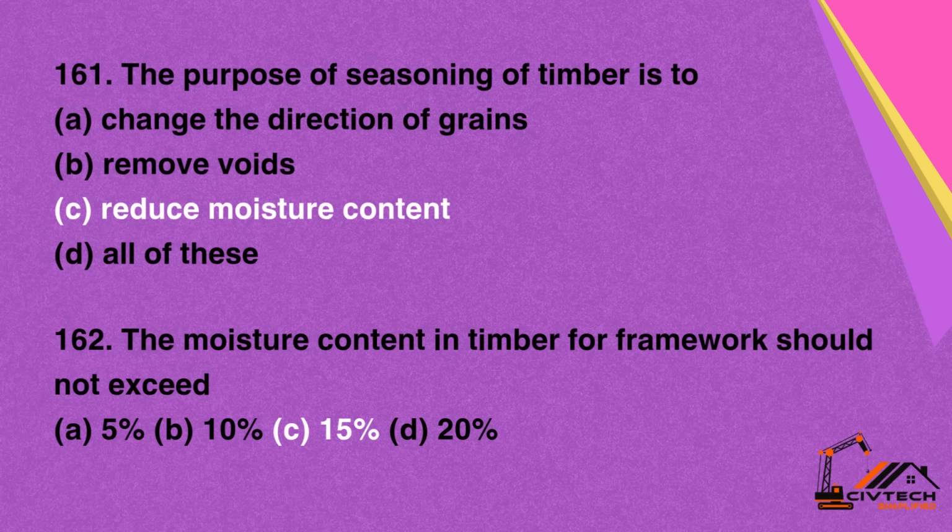161. The purpose of seasoning of timber is to A. Change the direction of grains, B. Remove voids, C. Reduce moisture content, D. All of these. Correct option. C. Reduce moisture content. 162. The moisture content in timber for framework should not exceed A. 5%, B. 10%, C. 15%, D. 20%. Correct option. C. 15%.